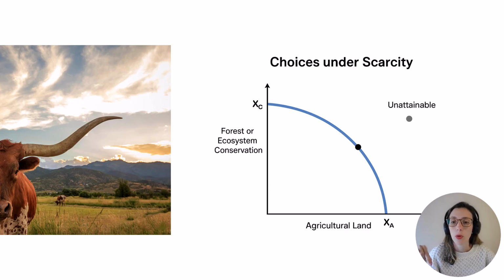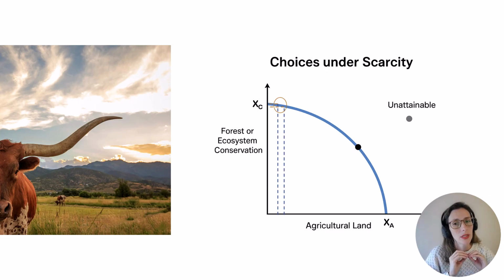The curve in blue represents the production possibility frontier. This shape reflects the choices society can make between the amount of land that it will use for conservation and the amount of land that it will use for agriculture. From its shape, you can infer that using more of one good means using or consuming less of another.